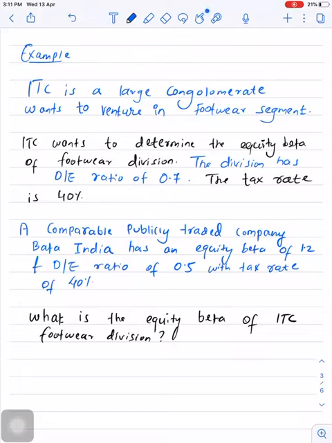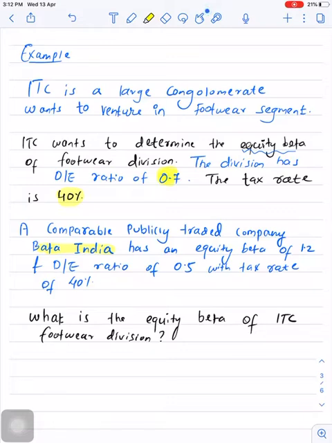Now ITC wants to determine the equity beta of the footwear division. Equity beta reflects both business risk plus financial risk. The division has a debt to equity ratio of 0.7. The tax rate is 40%. Here, publicly traded company data is given. The publicly traded company is Bata India, because Bata India is purely into the footwear segment. So we can compare ITC with Bata India and say these two are peer companies. Whatever business risk Bata India has, we can assume the same business risk for ITC because they are into the same business.